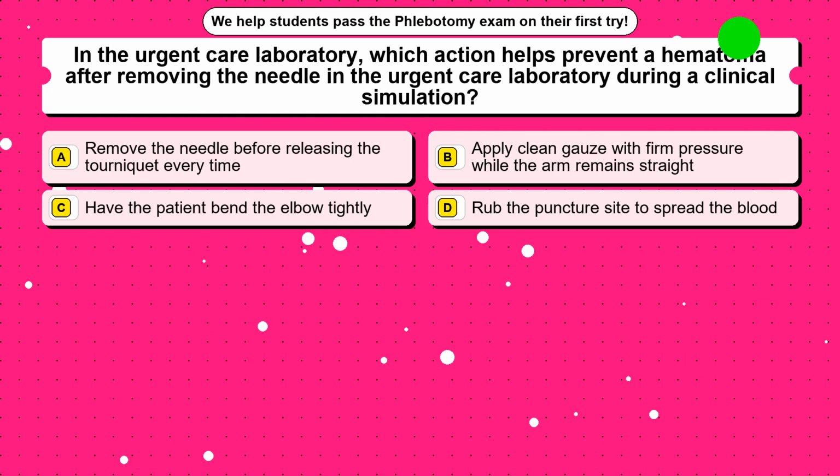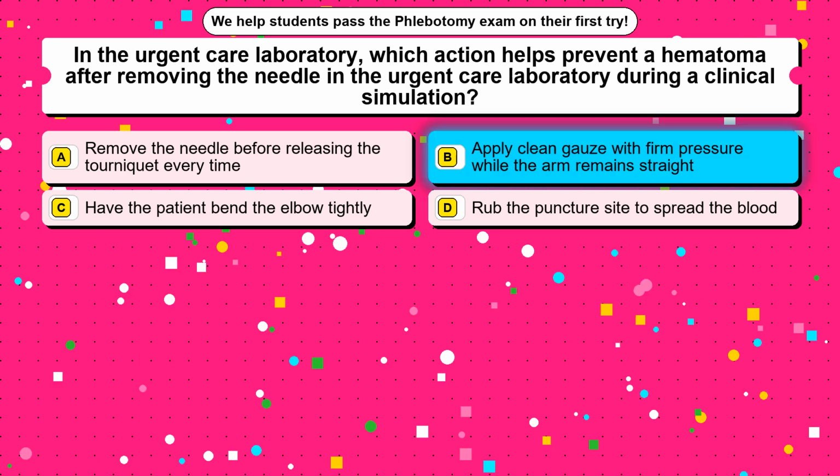Question 36. In the urgent care laboratory, which action helps prevent a hematoma after removing the needle in the urgent care laboratory during a clinical simulation? Option A. Remove the needle before releasing the tourniquet every time. Option B. Apply clean gauze with firm pressure while the arm remains straight. Option C. Have the patient bend the elbow tightly. Option D. Rub the puncture site to spread the blood.